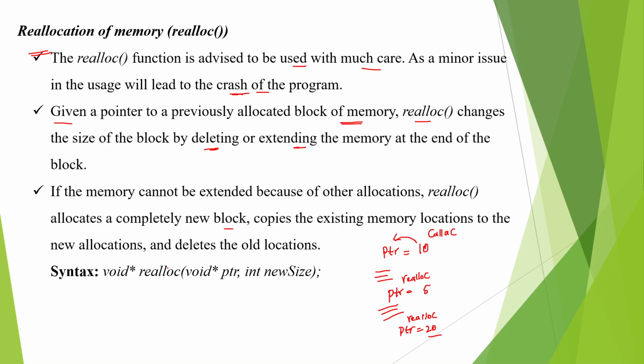And the syntax you can see here, realloc syntax. The function name is realloc, and it will take the old pointer and the new size, and the return type, as you can see, is void star. If memory allocation is not done, it will return null. If memory allocation is done, it will return the pointer to the first byte of the allocated memory.